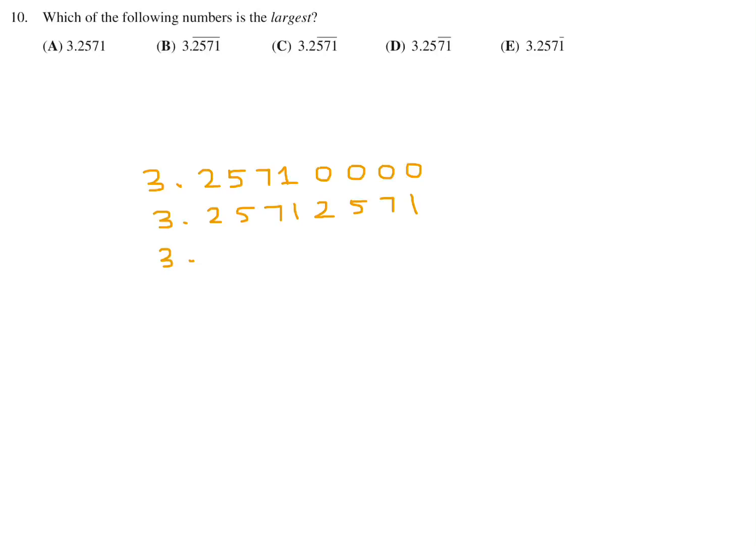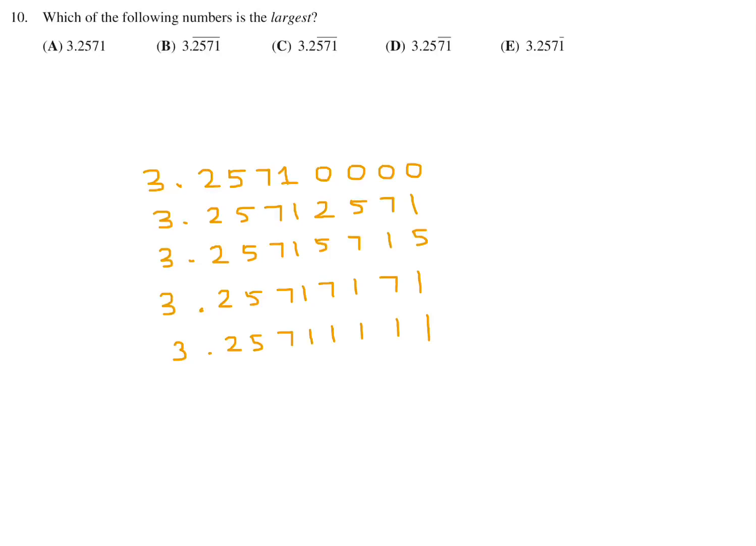So the next one, let's see here. The line is over 571. So 2, and then 571 keeps repeating. 5715, like that. The next one is 2571, but just the 71 keeps repeating. 717171. And the last one, just the 1 keeps repeating, so 2571111, like that.